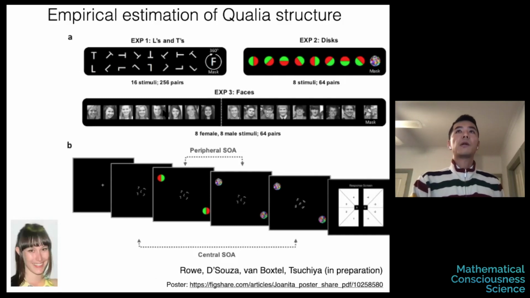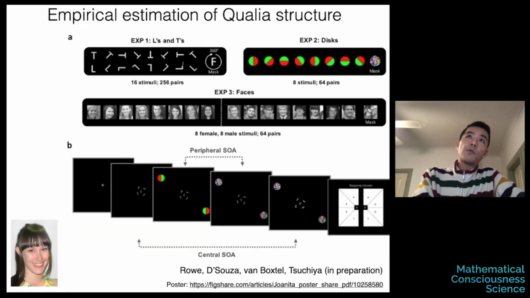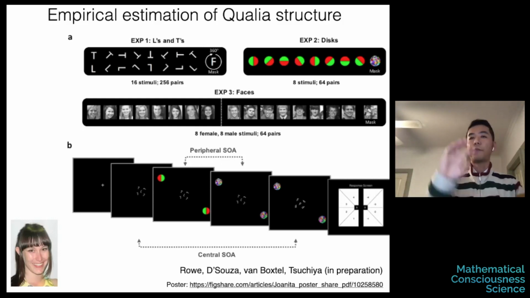In each of the experiments, we presented two stimuli at the periphery, and subjects were trained to perform the central task, TL discrimination, which demands a lot of attention. Upon briefly seeing these two targets in the periphery, they were asked to make a judgment about similarity, from highly similar to highly dissimilar, using a single mouse grid. In experiment one, it was two big letters, L and T, and in another, two disks of different orientation. In experiment three, it was faces, eight females and eight males.